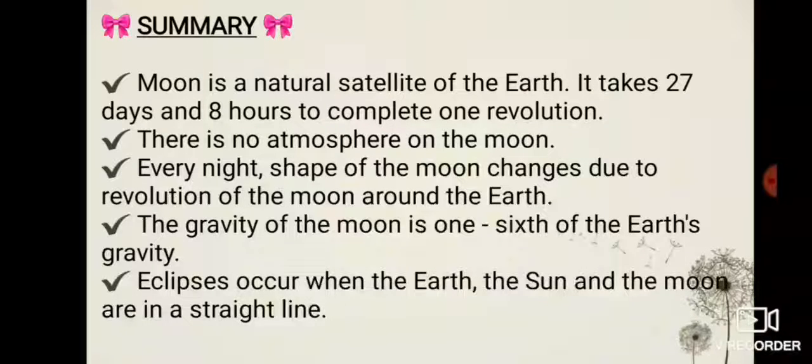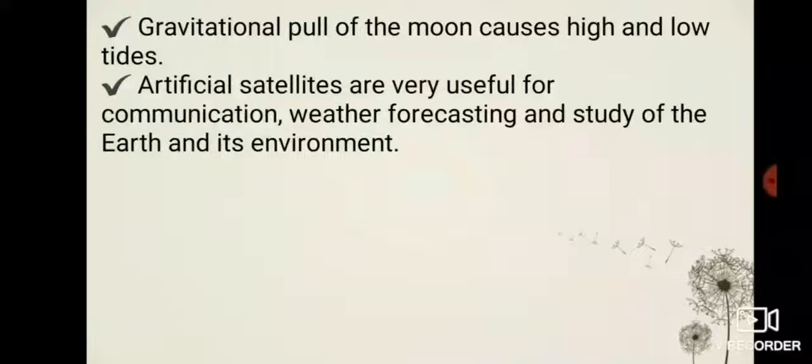Eclipses occur when the earth, the sun and the moon are in a straight line. Gravitational pull of the moon causes high and low tides. Artificial satellites are very useful for communication, weather forecasting and study of the earth and its environment.